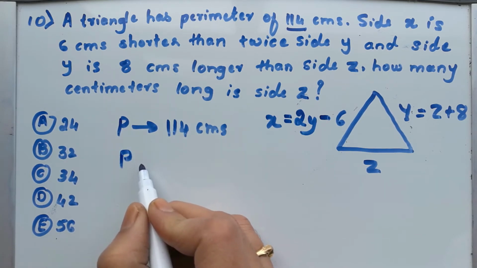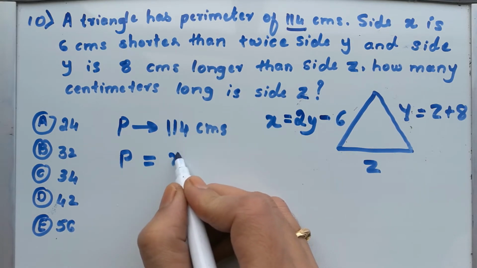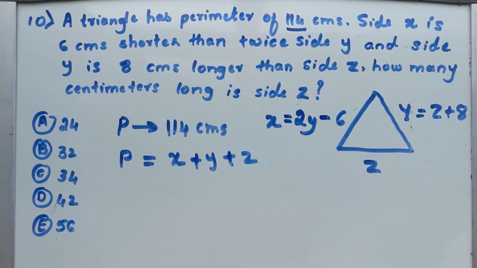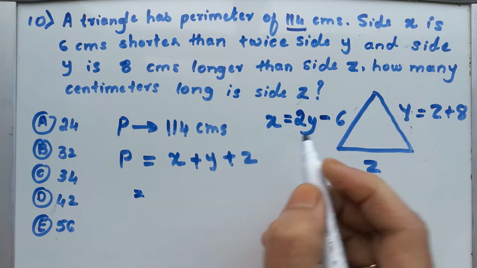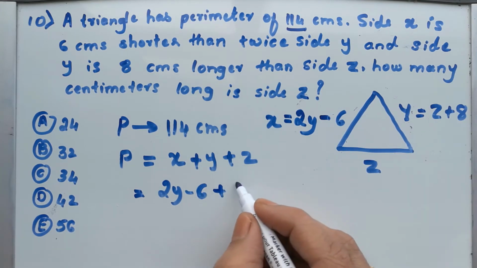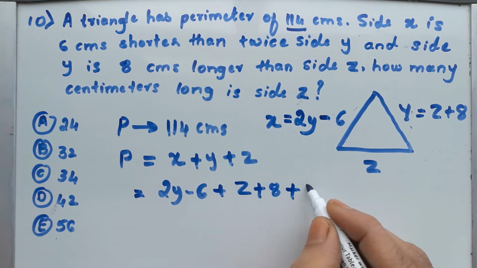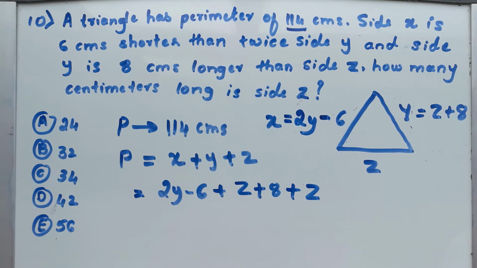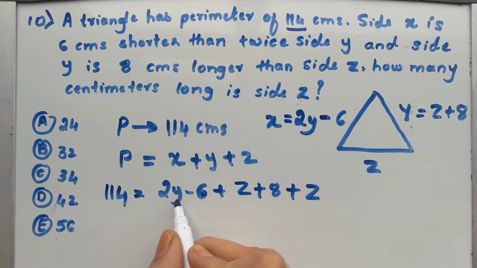What is the formula for perimeter of a triangle? Perimeter is side X plus side Y plus side Z. What is side X? Side X is 2Y minus 6. What is side Y? Side Y is Z plus 8. Keep Z as it is. So you have to find how long is side Z. So here there are 2 variables. So we need to find side Z. So this is 114, perimeter is given. 114 equals 2Y minus 6 plus Y plus Z. There are 2 variables in this equation, Y and Z.